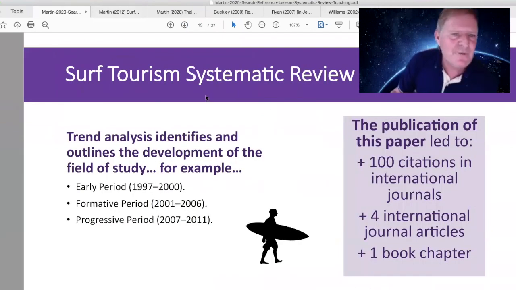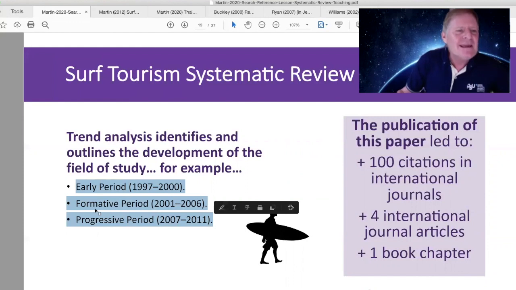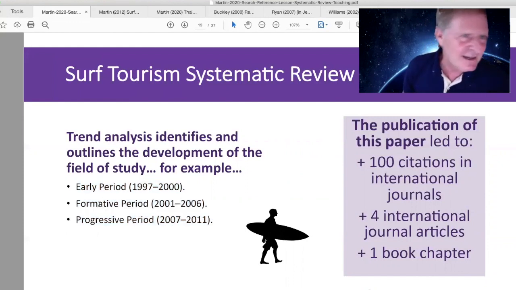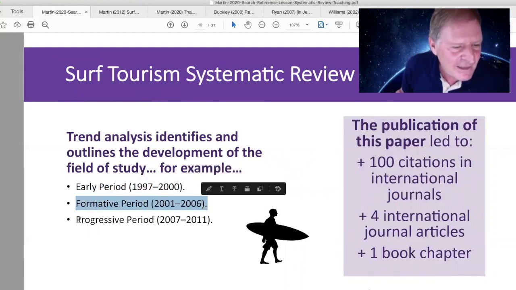So in my case, for my systematic review, it was obvious that a trend analysis was going to be a good idea because it was a new body of research, so I wanted to look at the trend. What I did was chop the research into 3 periods of development of this field of study, because I was the first to review the literature in this way. I created an early period, a formative period, and then a progressive period.